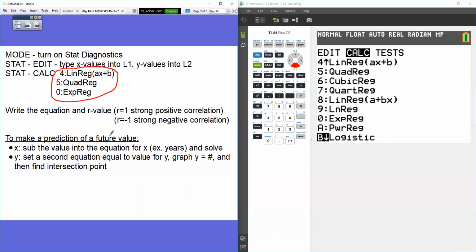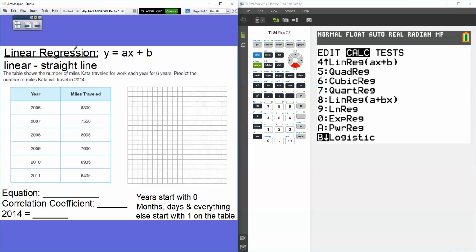To make a prediction of a future value for the X, you can sub the value into the equation and solve, or many times you could go to second and table and get it from the table as well. If you're asked to find the Y, you have to set a second equation equal to that value for Y, graph Y equals that number, and then find the intersection point. We'll have one like that on the notes today. So we're just going to do one of each.